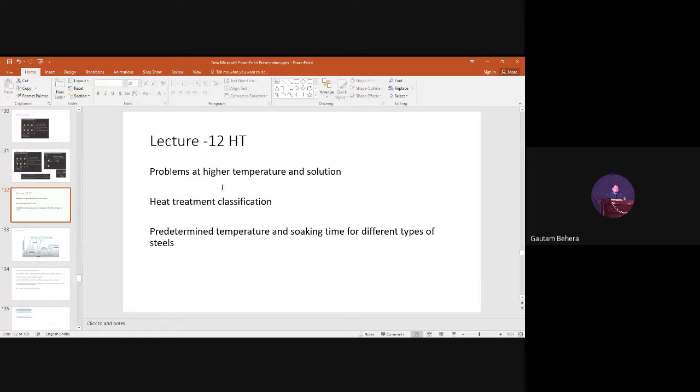And second, we'll discuss classification of heat treatment, and finally we'll look at the plot, which is temperature versus composition, and we'll see the predetermined temperature and soaking time for different types of steels. That is for eutectoid steels and hypoeutectoid and hypereutectoid steels. For different heat treatments, what is the soaking time, and what is the soaking temperature and predetermined temperature.